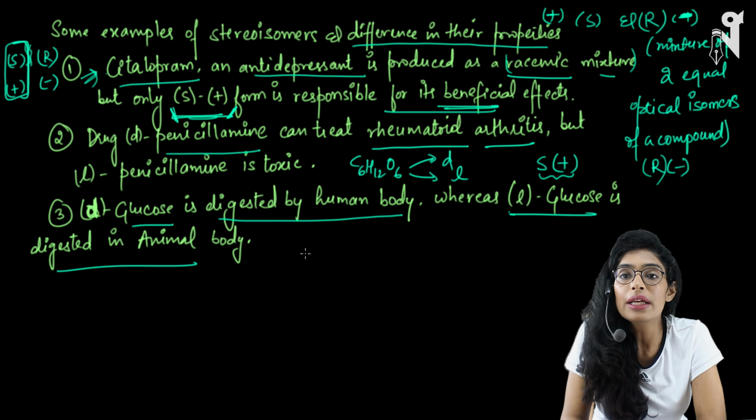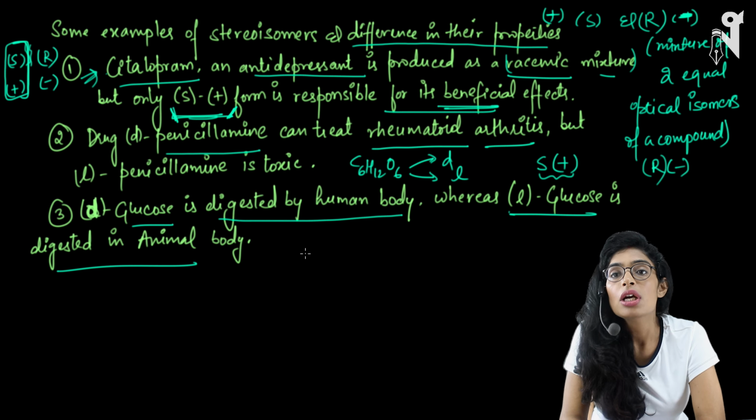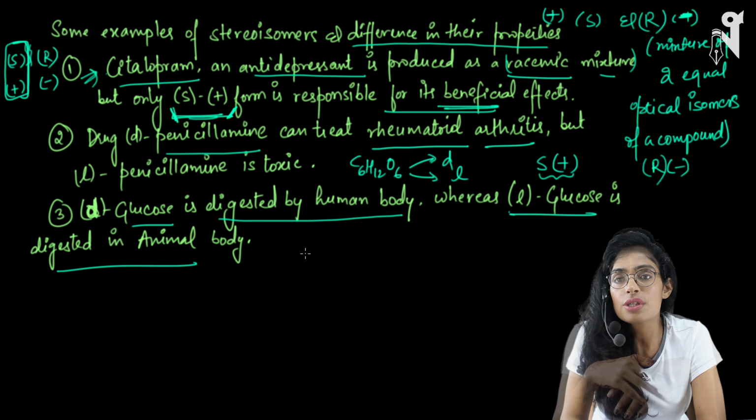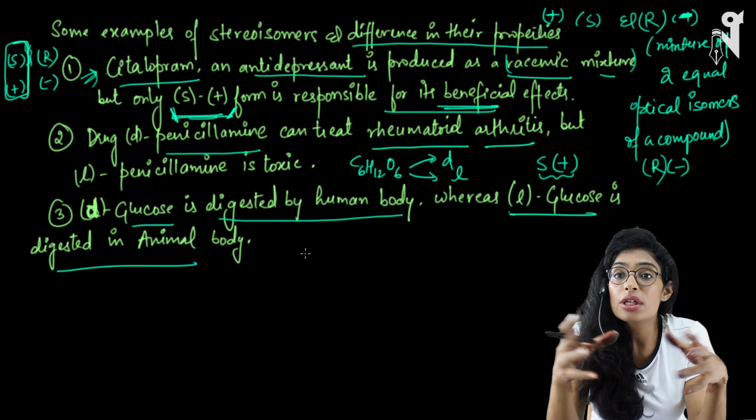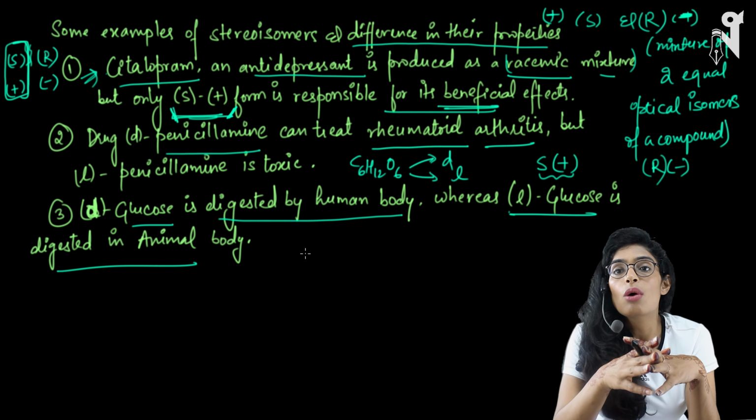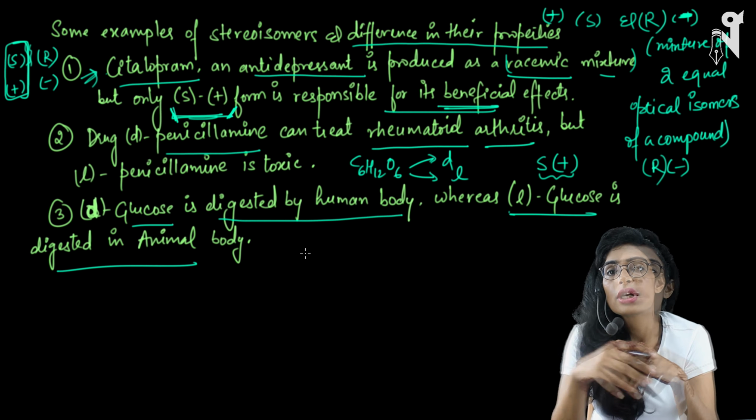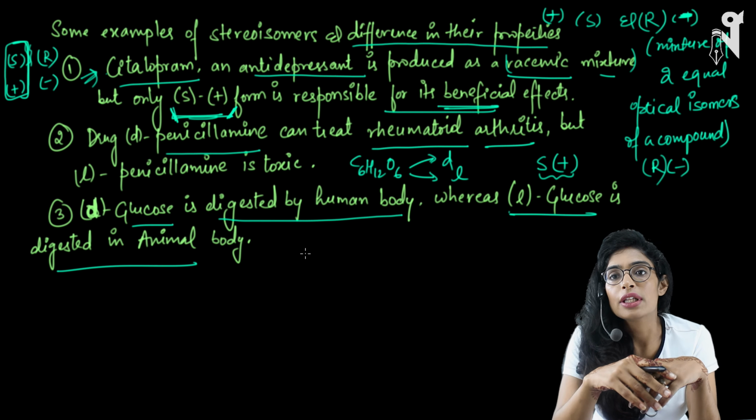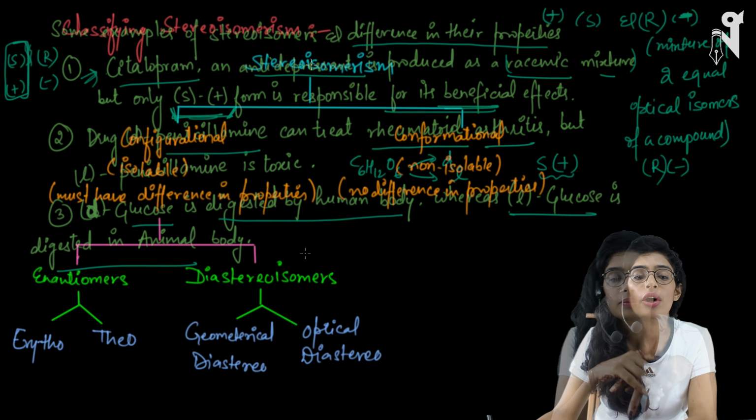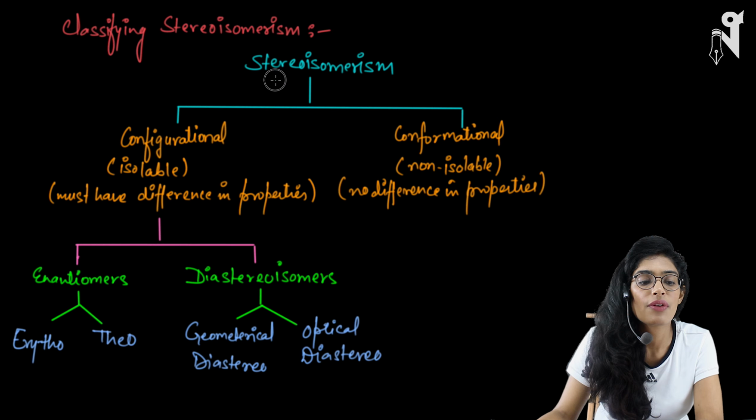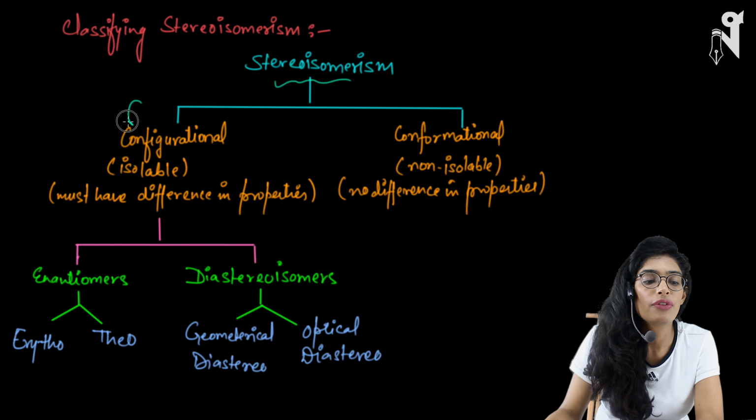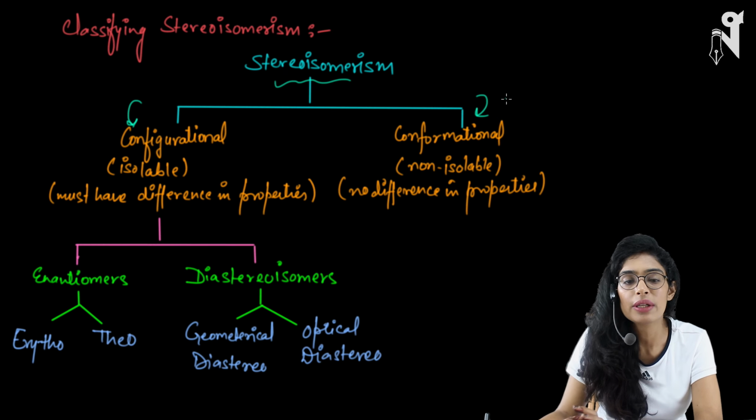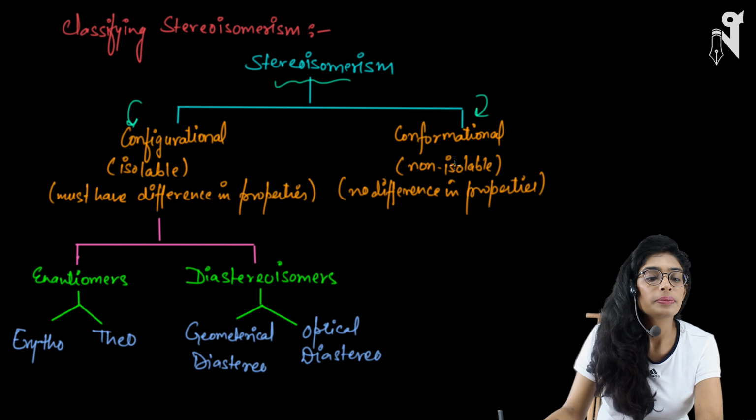So we will be understanding the basics of optical isomerism, how it originates, what the basis is, how we decide which isomer is which, and other factors which can affect the optical activity of a compound. We already know how stereoisomers can be divided. Stereoisomers can be configurational. This we have already done. I'm just quickly recapping. And another is conformational.